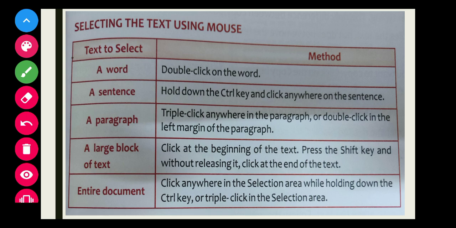Next, if you want to select the entire document, you have to triple click in the selection area, or you can click anywhere in the selection area while holding down the Control key. And one shortcut key is also used to select the entire document, that is Control plus A. So you can use the shortcut key Control plus A to select your entire document.